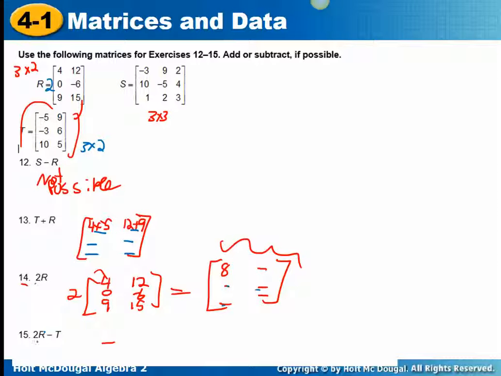In number 15, we're going to use 2R again. So you could take your answer from there and then subtract the matrix for T. And those will be the same dimensions. They'll both be a 3 by 2, so you'll get an answer.